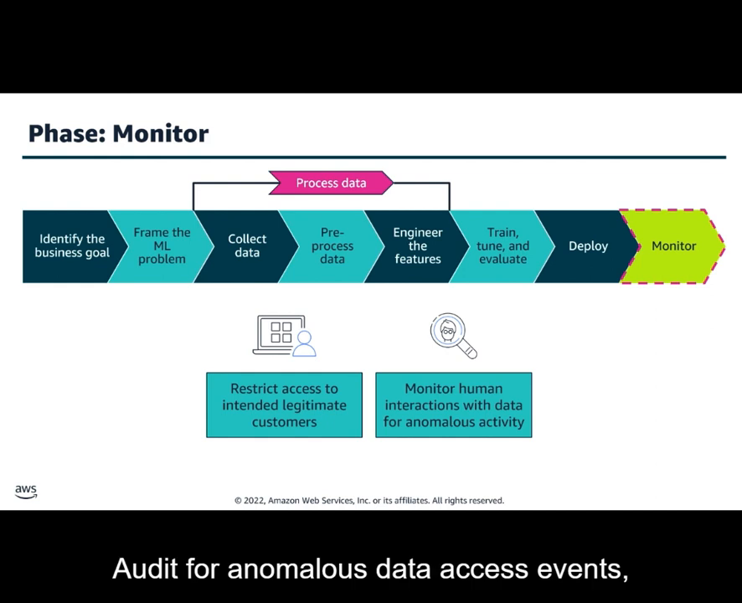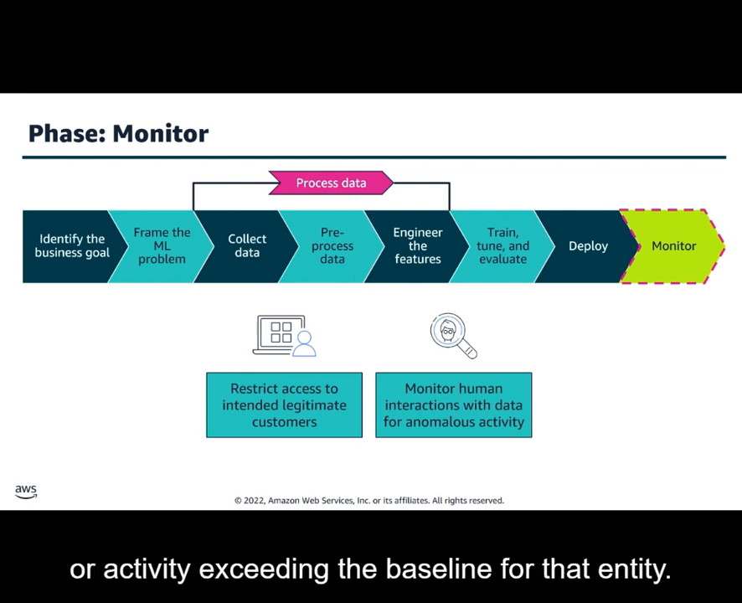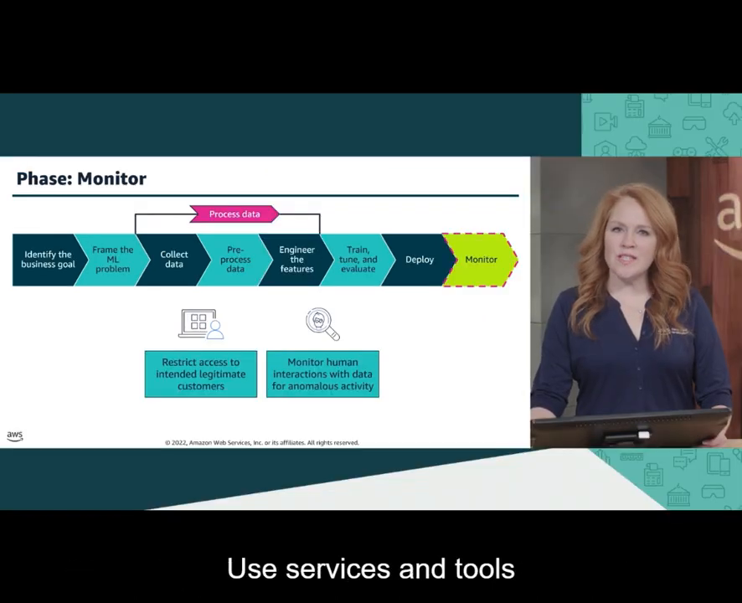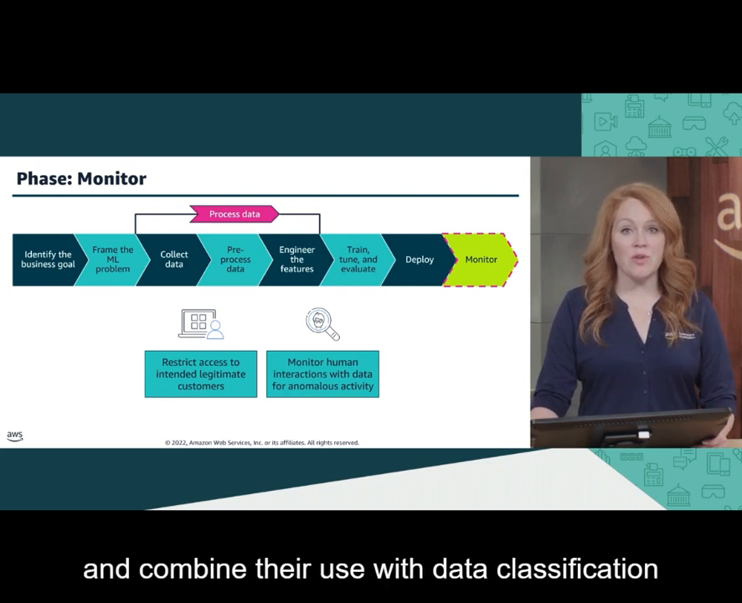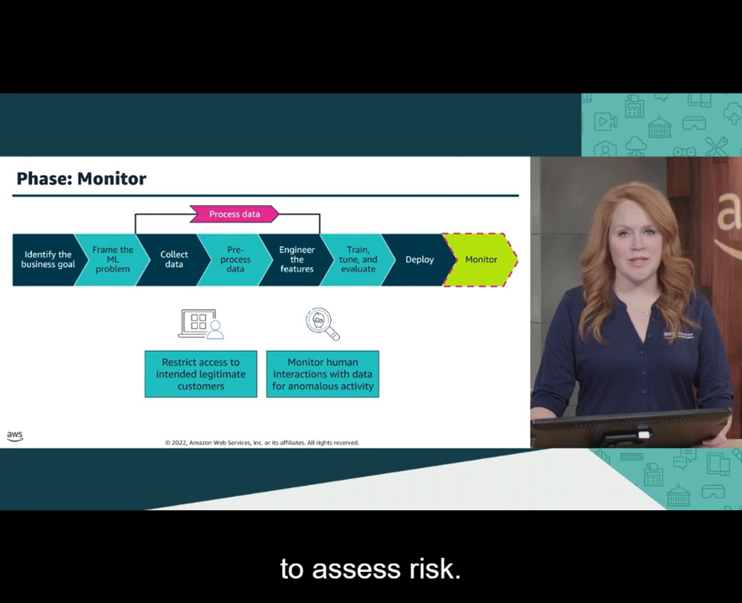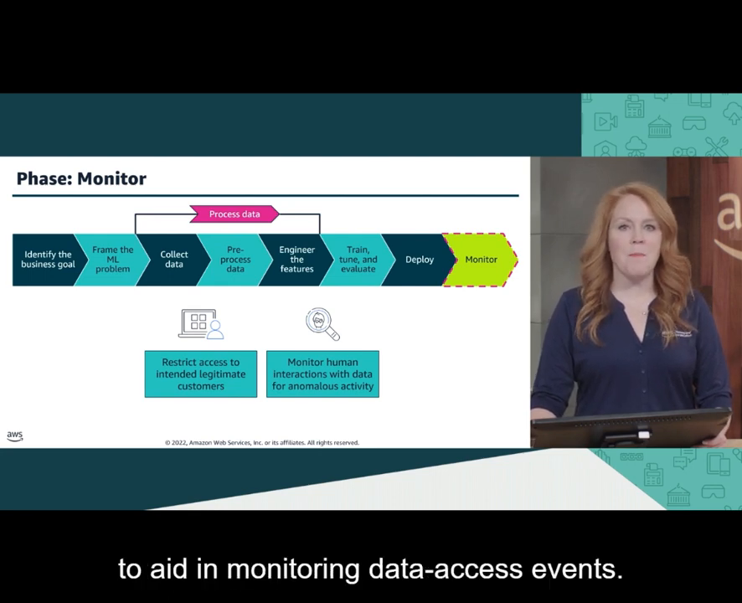Audit for anomalous data access events, such as access events from abnormal locations or activity exceeding the baseline for that entity. Use services and tools that support anomalous activity alerting and combine their use with data classification to assess risk. Evaluate services that can be used to aid in monitoring data access events.